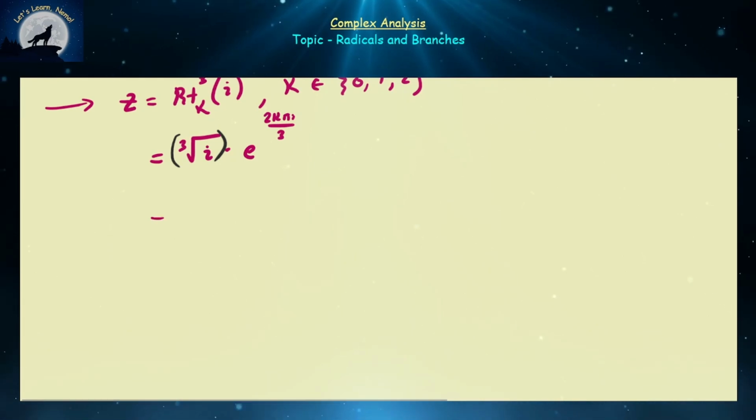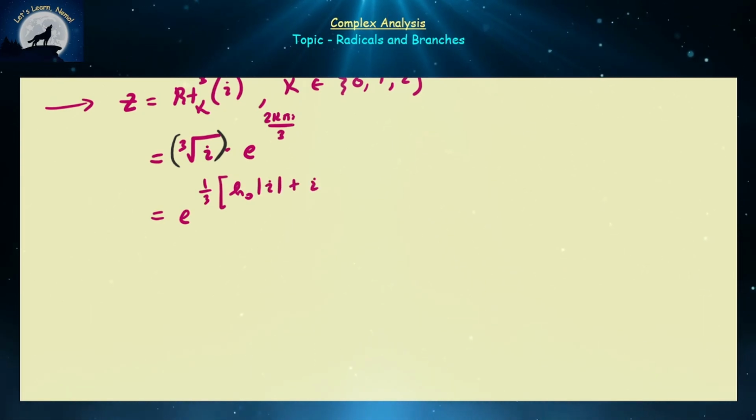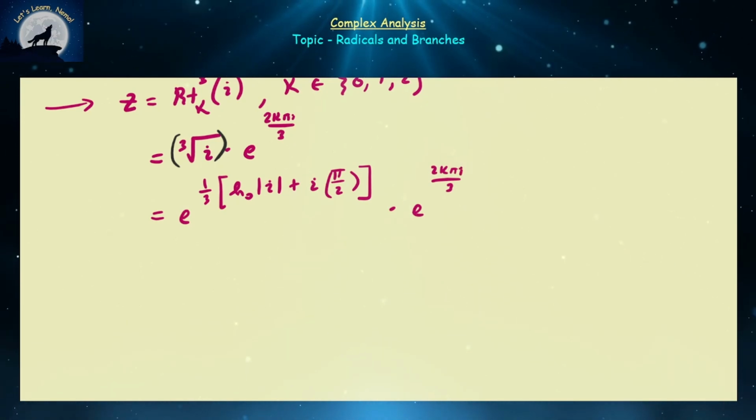So that's going to be equal to, by definition, e to the 1/3 times the principal logarithm of the magnitude of i plus i times the argument of i, which we know to be pi over 2. And then we're going to multiply that by e to the power of 2k pi i all over 3. So what are these components equal to? The magnitude of i is equal to 1, so that's going to vanish and turn to 0. And then we're just going to be left with this i pi over 2 term inside of our brackets.